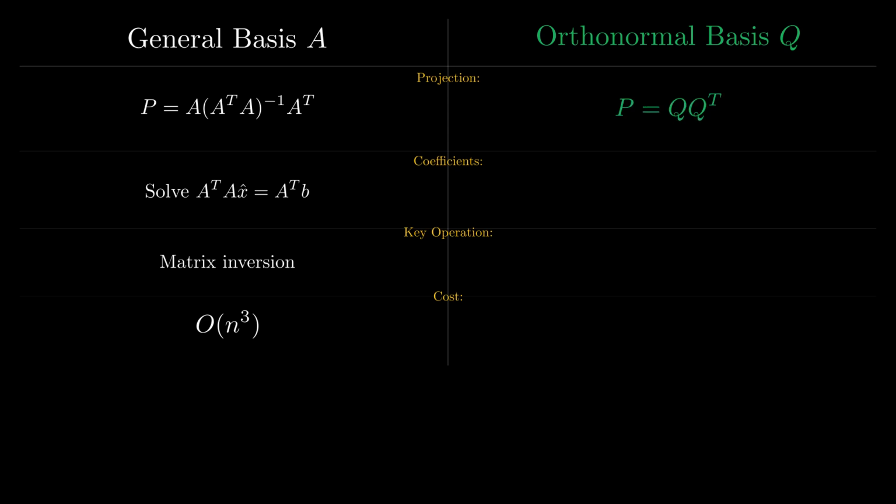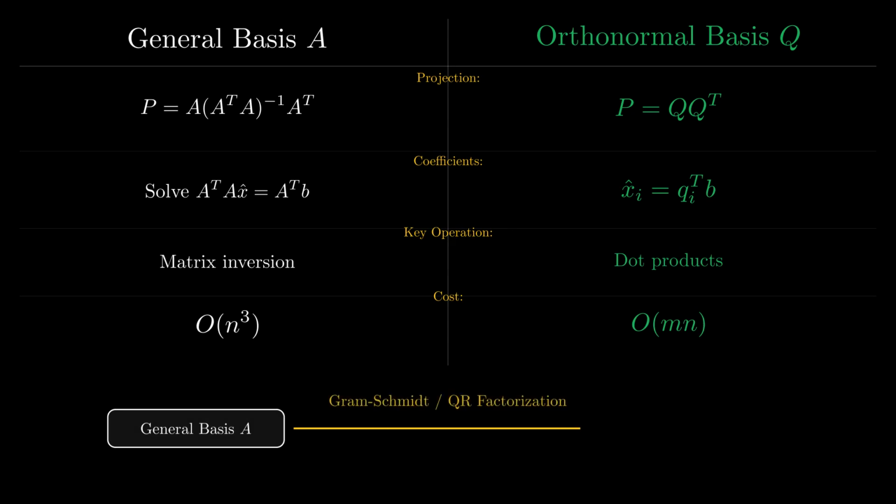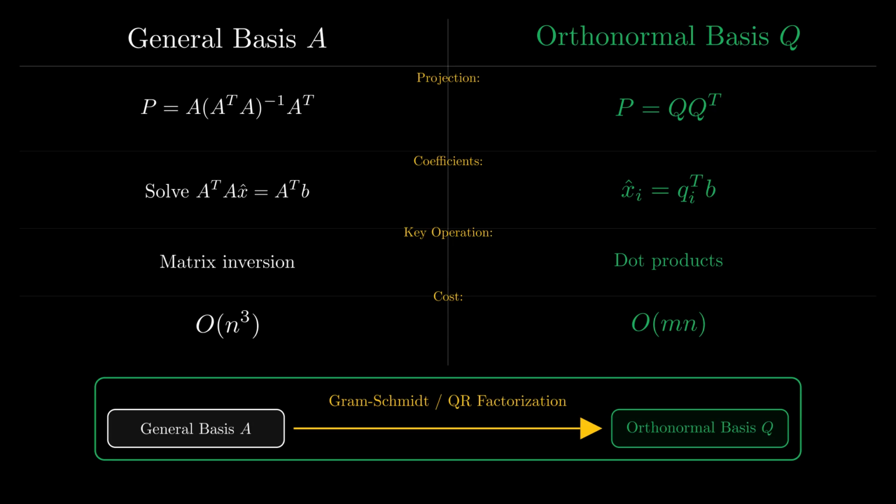The projection simplifies dramatically. P equals QQ transpose. The coefficients are simply dot products. x hat sub i equals q sub i transpose times b. The key operation is just dot products, and the cost drops to order m times n operations. That's a huge computational savings. But here's the practical bridge connecting these two worlds. Any general basis can be converted into an orthonormal basis using the Gram-Schmidt process, or equivalently QR factorization. So in practice, you can always get the benefits of the orthonormal case.